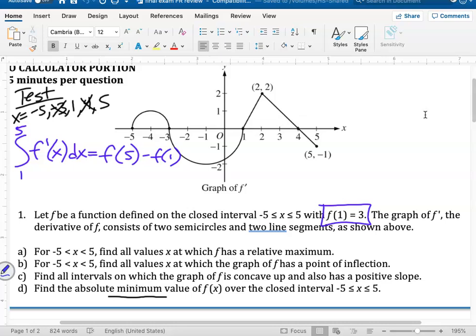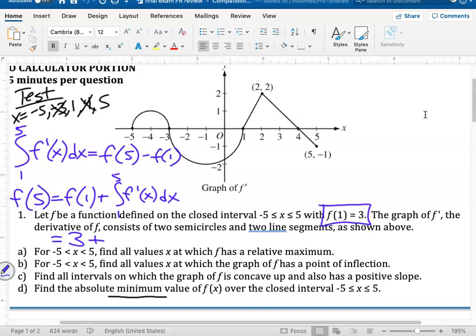So if you forget the whole net change thing, you can always just write a definite integral, and that'll help you figure it out, right? Okay, so that means f of 5 equals f of 1 plus this definite integral. So f of 1 is given, it's 3. We want the definite integral from 1 to 5 of f prime.